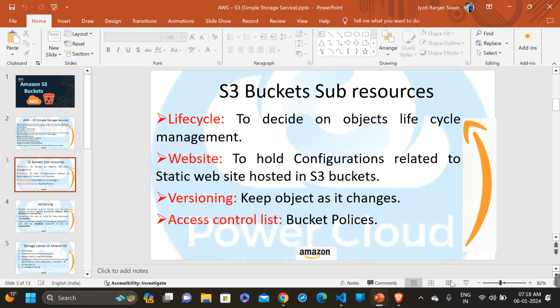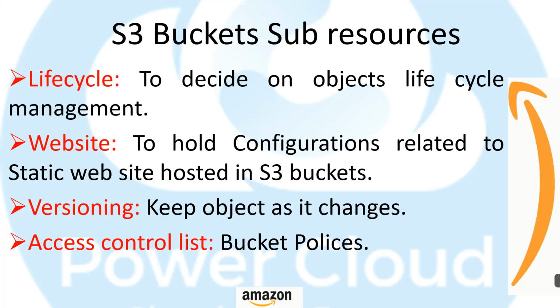So let's go to our PPT. Then this is the website configuration, to hold the configuration related to a static website hosted in an S3 bucket, right? Then versioning: S3 has versioning, which keeps the object as it changes. What is versioning? We will discuss versioning in our next slide. And access control list also. Bucket policy: it also has a bucket policy. We can make our object public, or we can give certain permissions to certain users, right?